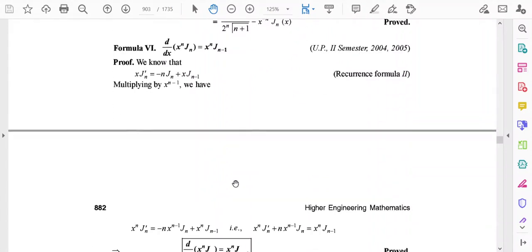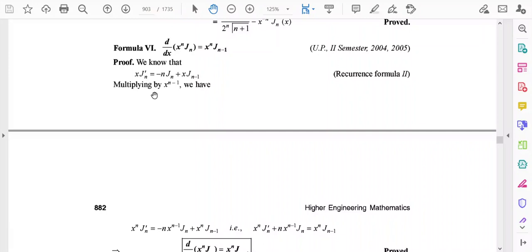Now let us discuss formula 6. Formula 6 is d/dx of x to the power n J n is equal to x to the power n J n minus 1. We have to show that. Now we know x J n prime is equal to minus n J n plus x J n minus 1. That is the recurrence formula 2, which has been discussed in the earlier lecture.